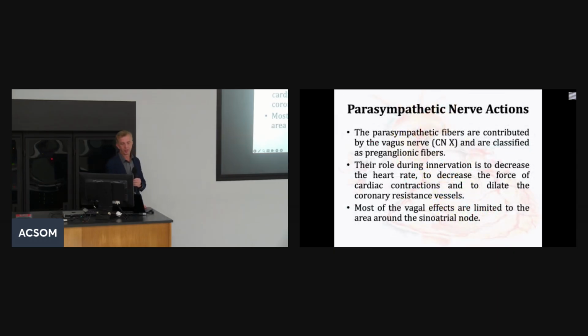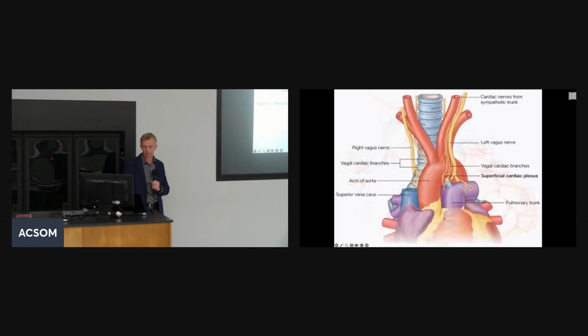As I mentioned, the parasympathetic action is through the vagus nerve, cranial nerve 10. Its role is innervation of the heart to decrease the heart rate, decrease the force of contraction, and dilate the coronary vessels. The parasympathetic system's main action is around the sinoatrial node. Again, the sinoatrial node is the original cardiac pacemaker, and it basically lowers the rate of the sinoatrial or sinus node.